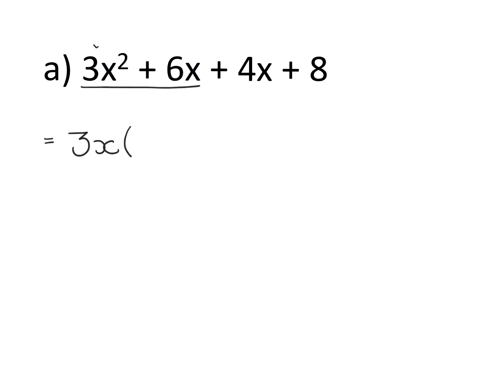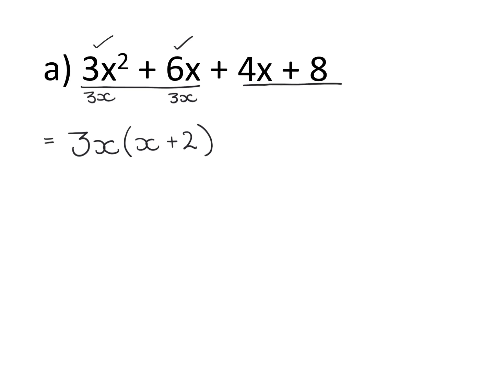Next, put a bracket, and we're going to divide both of the terms by 3x. So let's start the first one. 3x squared divided by 3x is x. Okay, let's do the second. 6x divided by 3x, that comes to positive 2. Okay, now we close the bracket. Now let's move on to the other grouping.